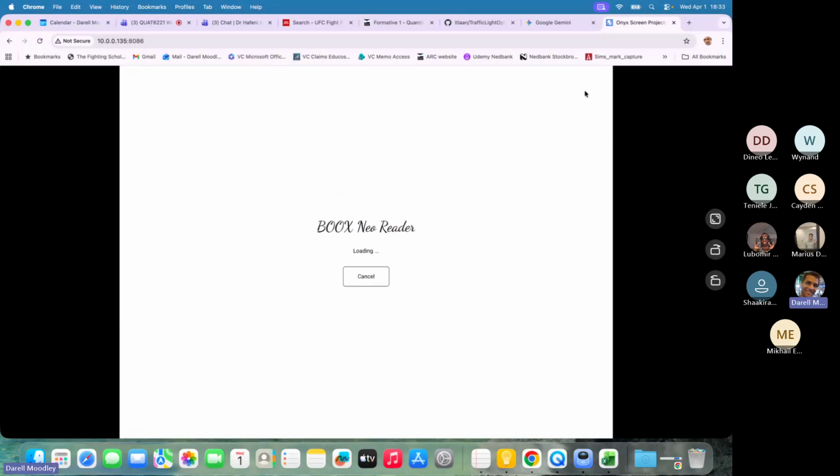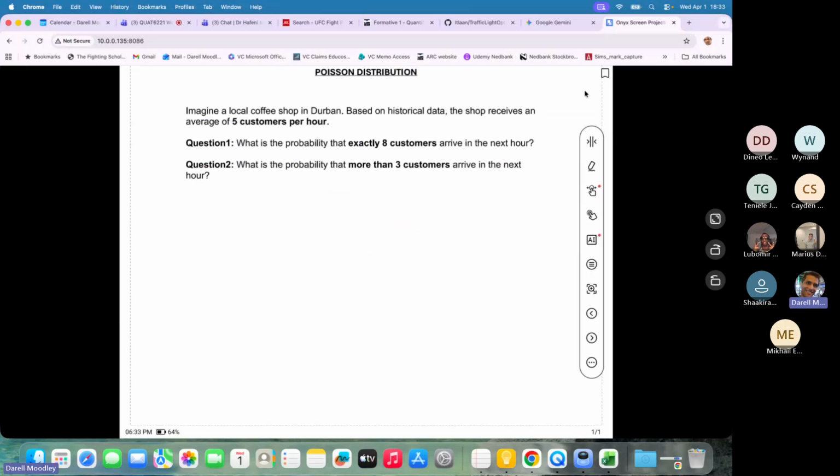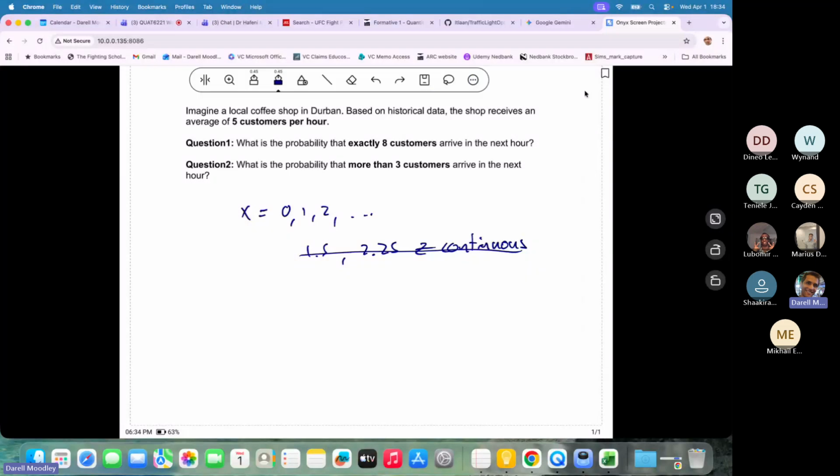Poisson distribution. Okay, so the Poisson distribution is also a discrete probability distribution. What I mean by that is basically your x values can only take on whole numbers like 0, 1, 2, etc. It can't take on 1.5 or 2.25 decimals, all right? That's for continuous random variables, which the Poisson does not deal with, okay? We are going to deal with discrete random variables in this session.